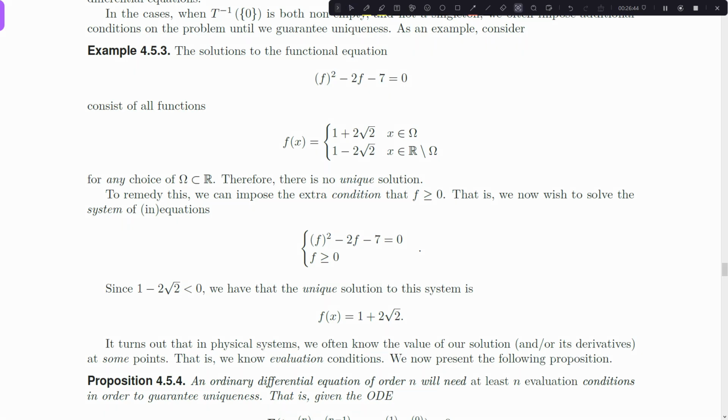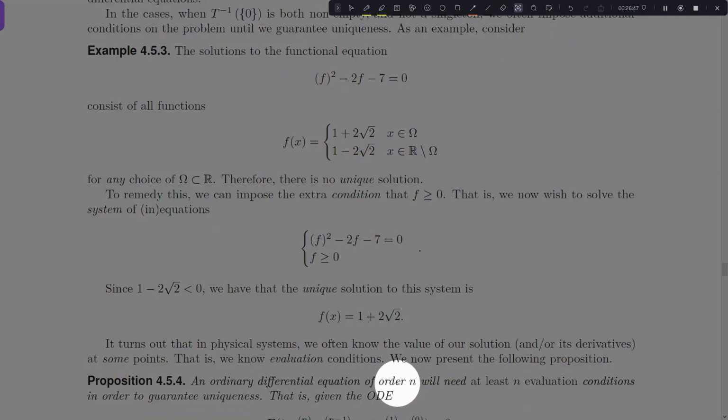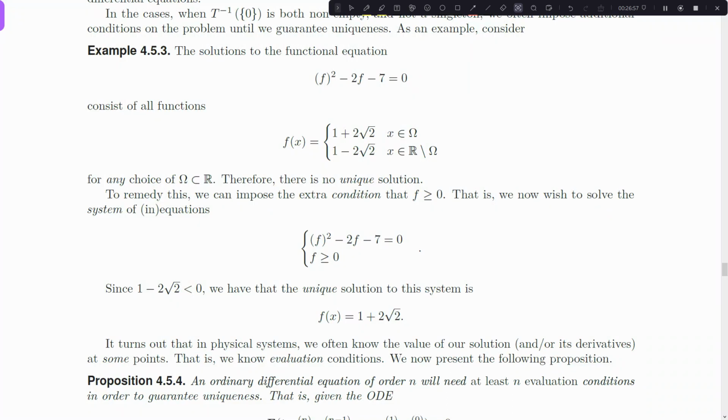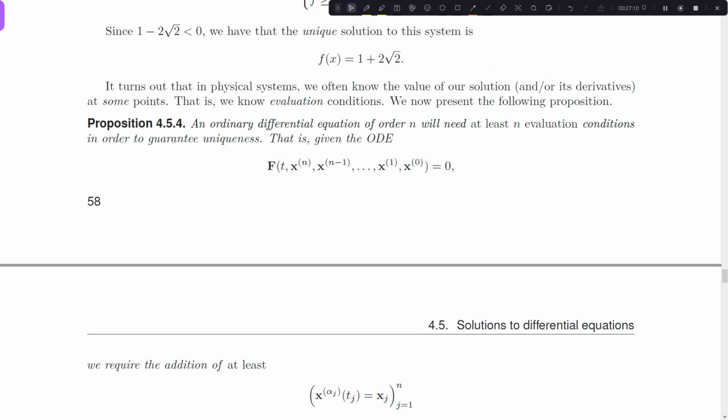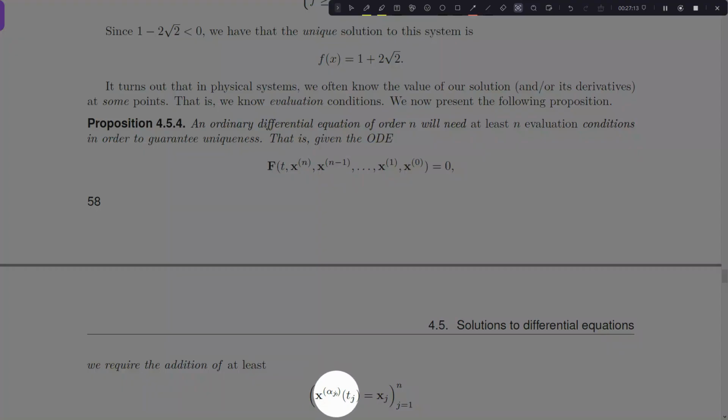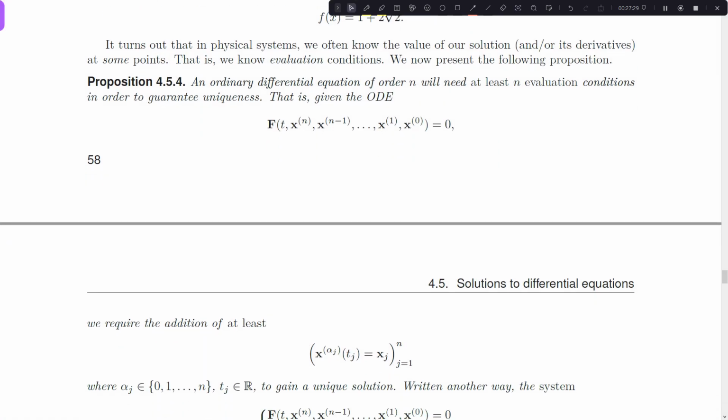Here's a nice proposition. For an ordinary differential equation of order n, if I take nth order, I need at least n evaluation conditions to guarantee uniqueness. At least n, right? In some cases, even that doesn't give us uniqueness, but I will require n evaluation conditions. So for example, given our standard nth order ODE, I need at least n defined values of my solution, right? x is the solution. I need to define at least n of them. This is a set with n values in it. I need to define n of these to be some specific number xj. And once I do that, I gain uniqueness.